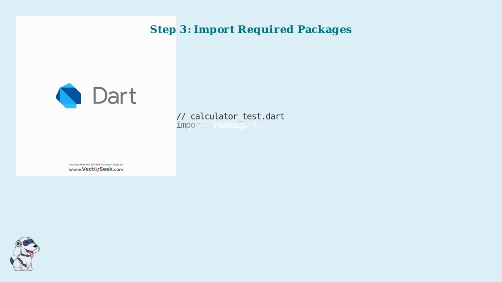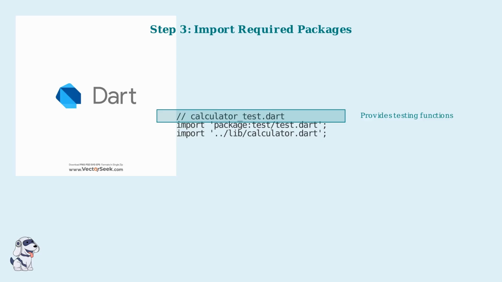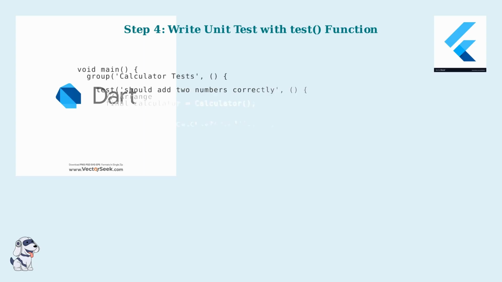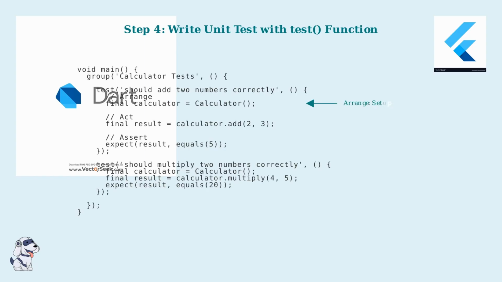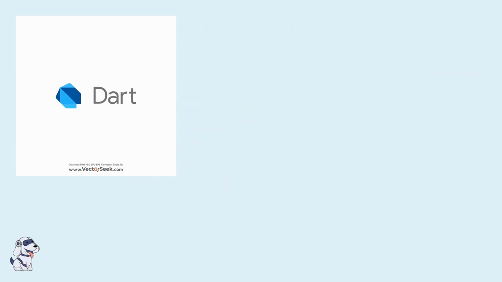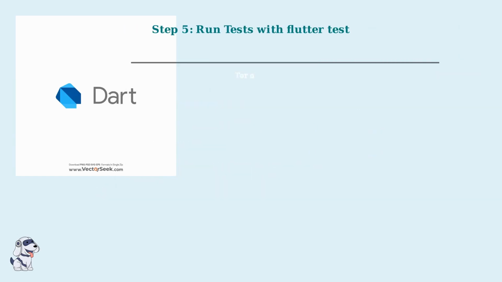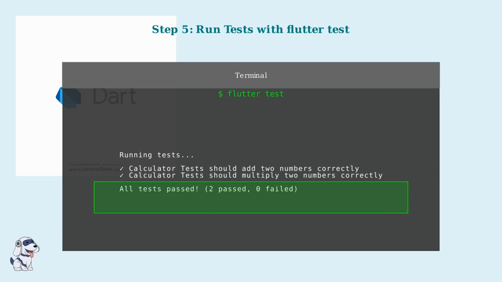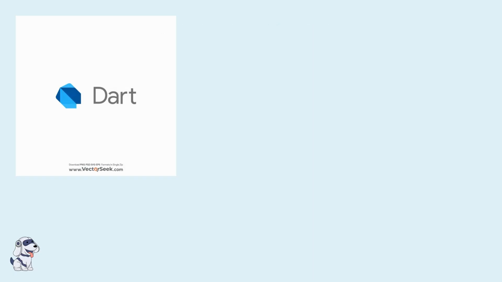In our test file, we import the test package for testing functionality and our calculator file that contains the code we want to test. Now we write our actual unit test using the test function. We create a test instance, call the method we want to test, and use expect to verify the result matches our expected value. Finally, we run our tests using the Flutter test command. This executes all tests in the test directory and shows us the results, including which tests passed or failed.